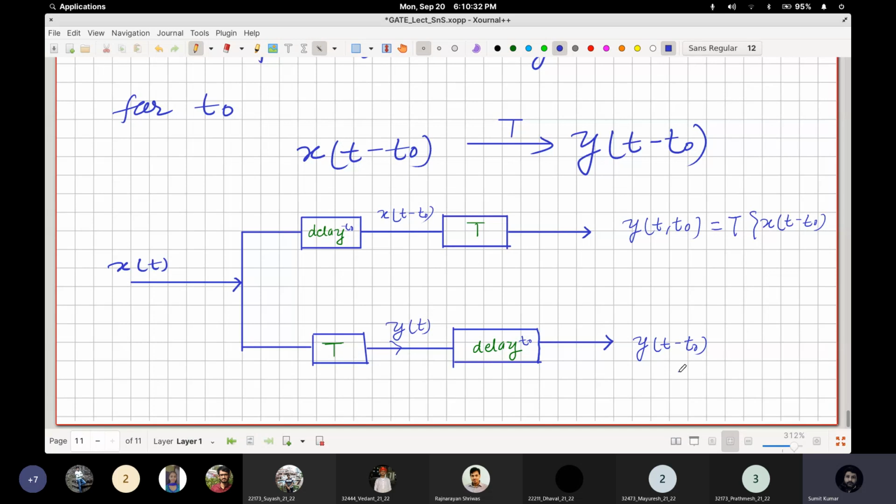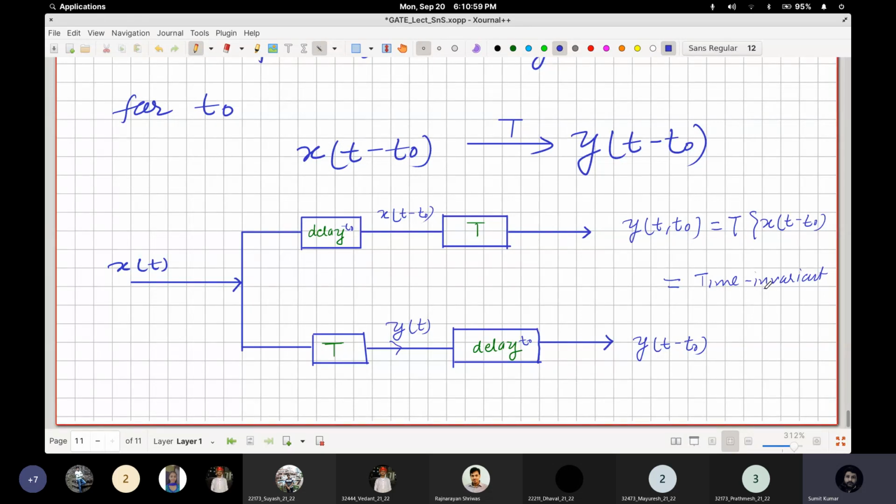So you have to compute y of t minus t naught like this and y of t comma t naught like this, and if they are equal then the system is time invariant. Otherwise it is time variant. Is this clear to everyone? So can you note down this picture so that you know how to follow this procedure?